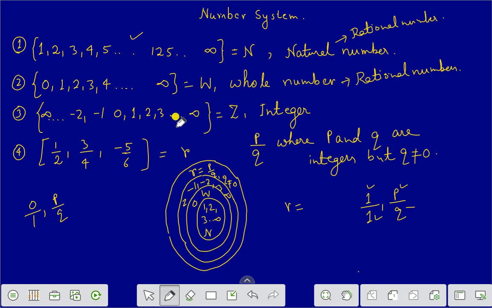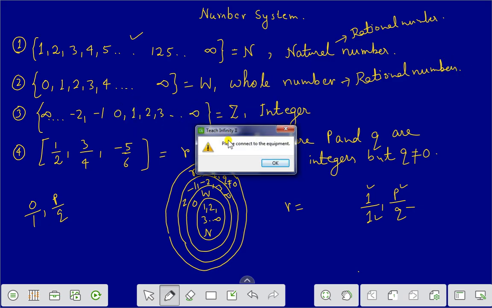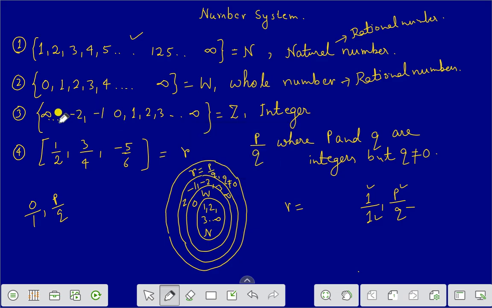Right? Integers are 0, 1, 2, 3 up to infinity, and -1, -2, -3 up to minus infinity. These are integers, and integers can also be written in the form p by q. Suppose -1, it can be written as -1 by 1. P is an integer, and q is also an integer. Therefore, integers are also within rational numbers. Right? This is the introduction of number system.